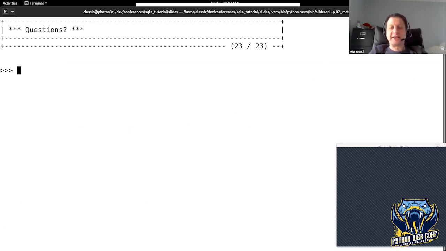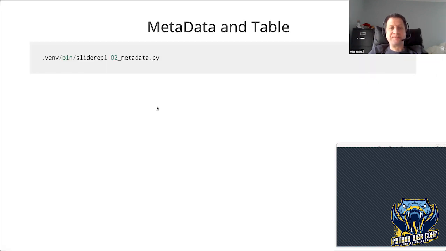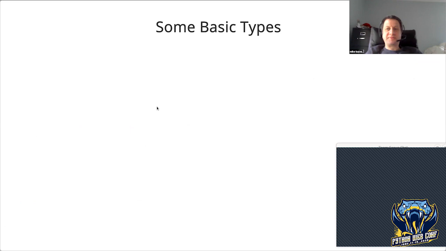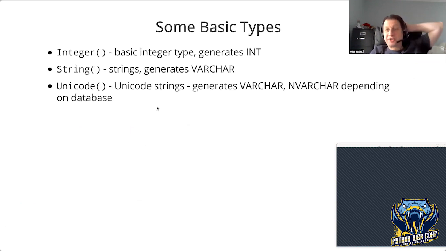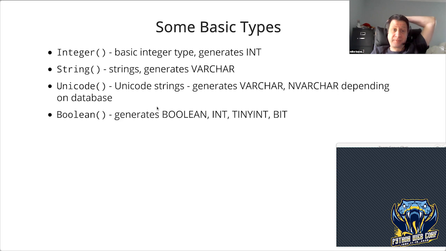There are a few more slides to do with metadata. Here are just some basic types: integer, string, and Unicode, which is a string, but it's going to generate different DDL, and it might also have different handling inside of it for how bound parameters and result sets come back, particularly in Python 2, where we have to do a lot of Unicode conversion. In Python 3, it's pretty much taken care of.